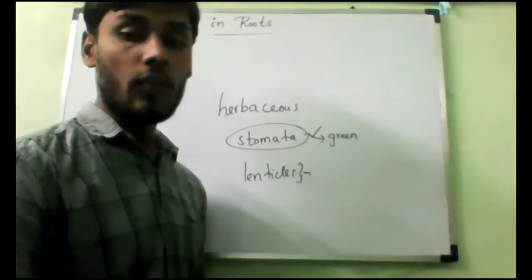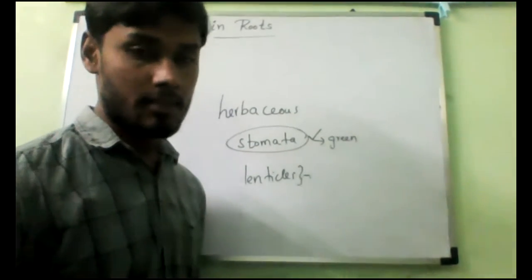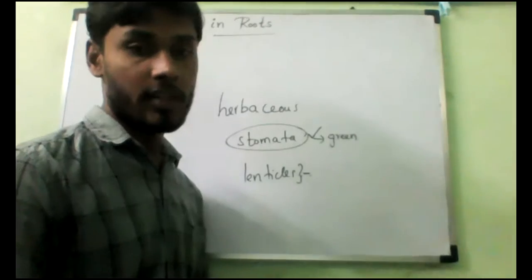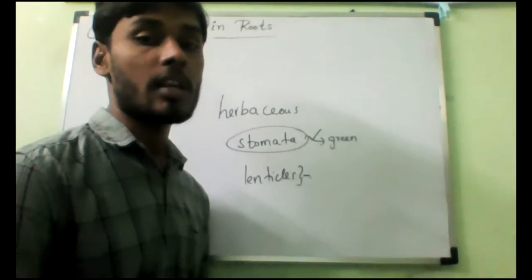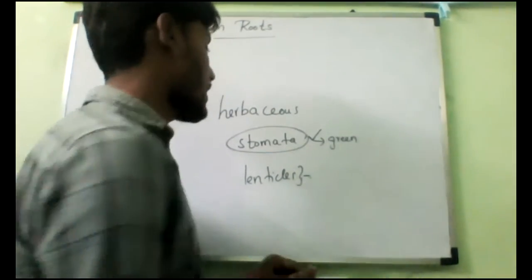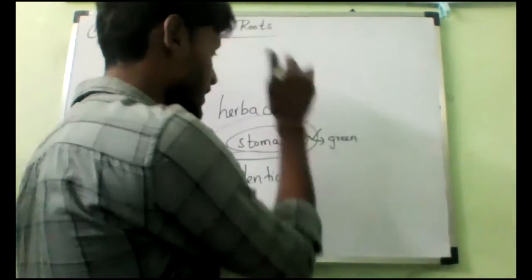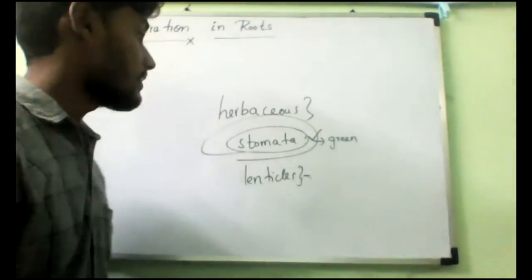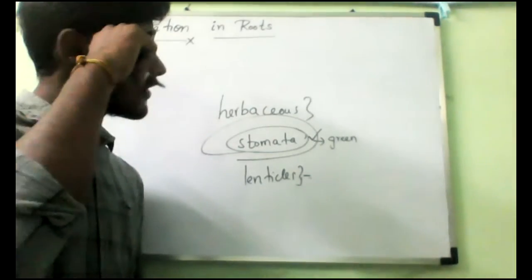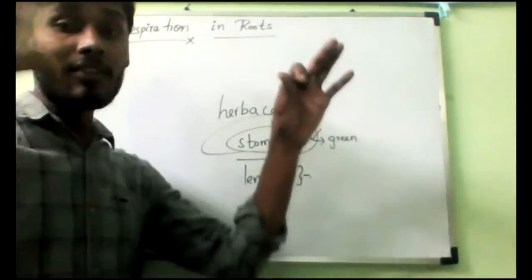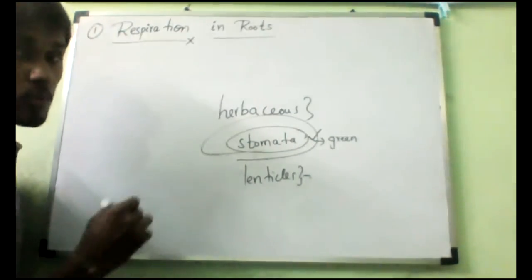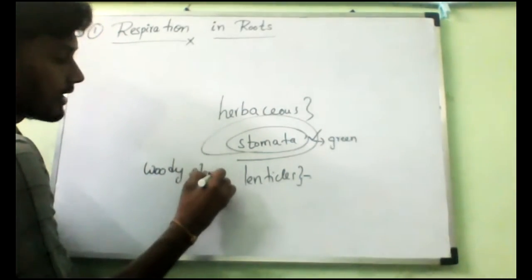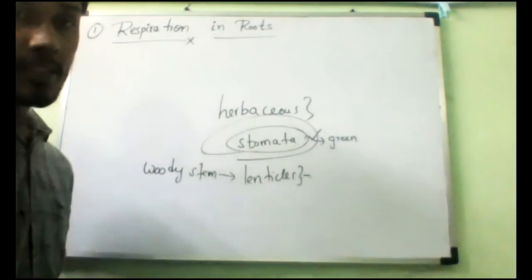So if you observe here, to understand the respiration in stems, we have two kinds of stems. Few stems are green in color and have stomata in them, like small herbaceous plants. Now, in very well developed plants, which we call woody stems, they have lenticels.